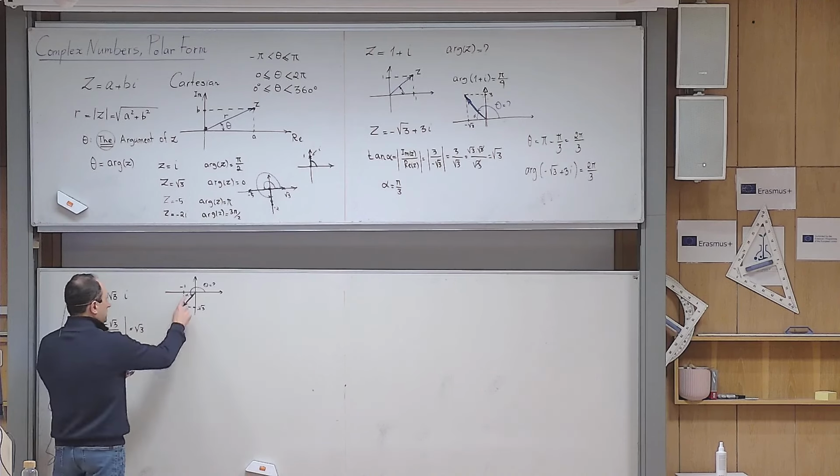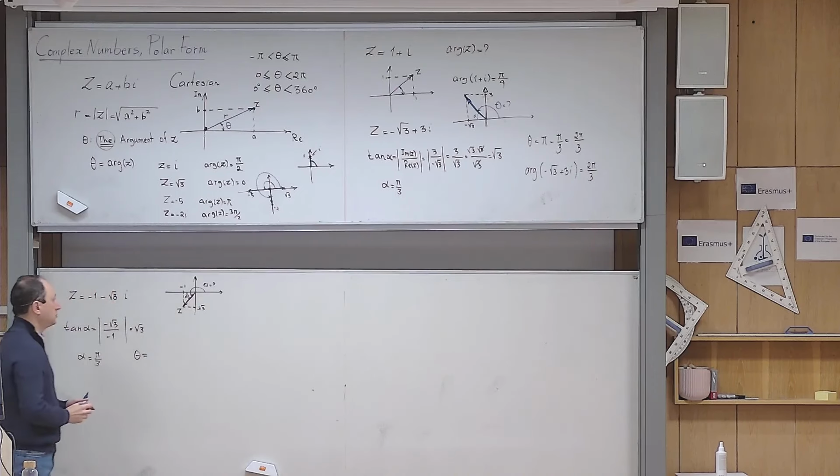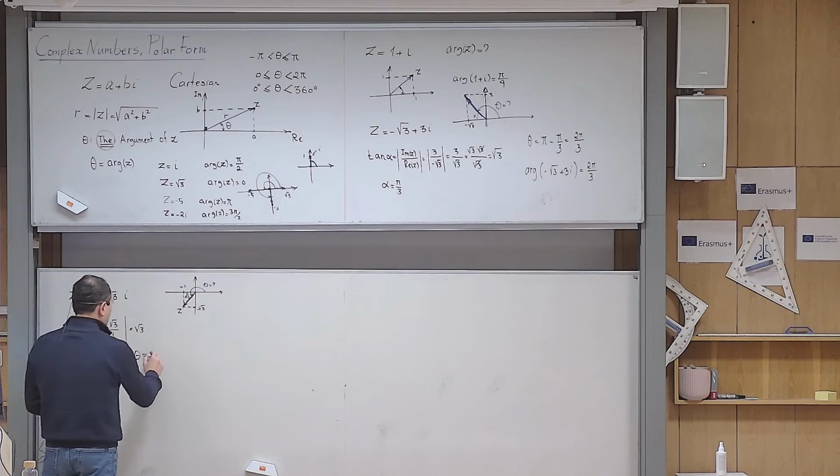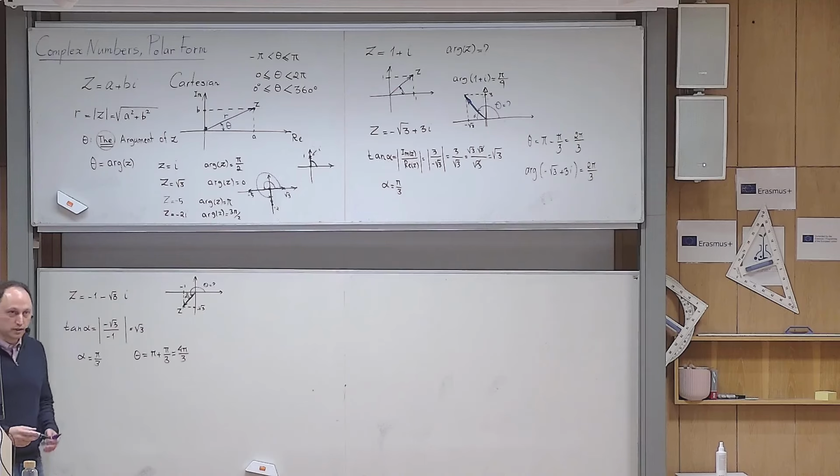So let me show it more properly. So this angle that you see here is alpha. But you are looking for the blue angle. So what's that? Pi plus pi over 3. So you calculate 4 pi over 3. So the argument of this complex number is 4 pi over 3.